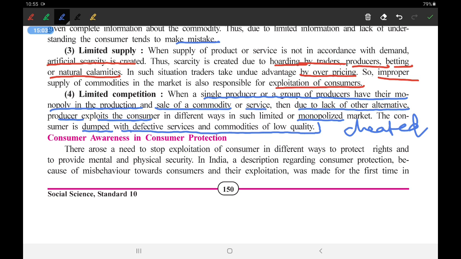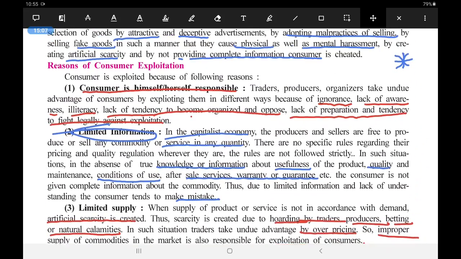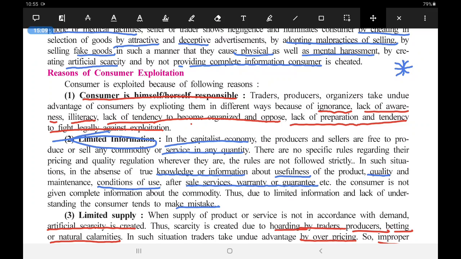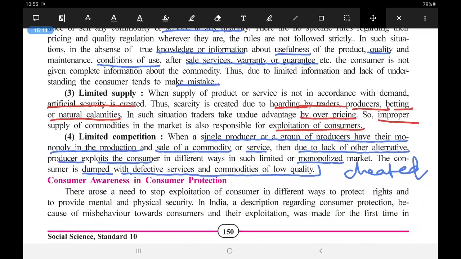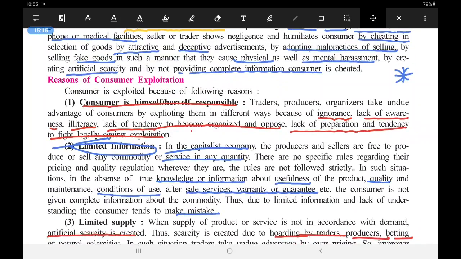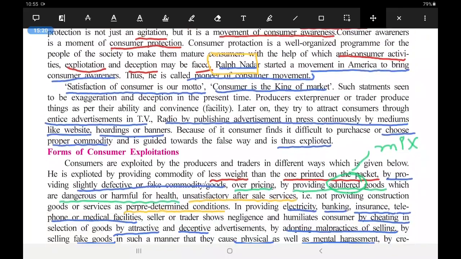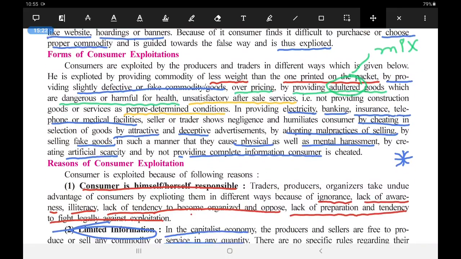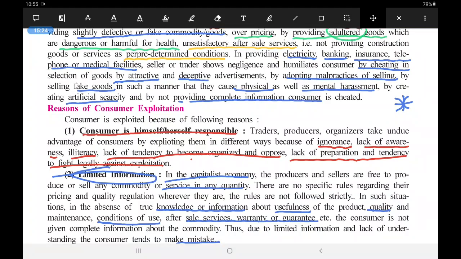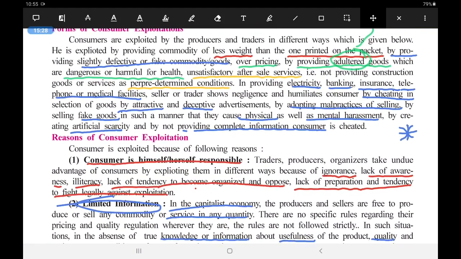So with this we saw how they are cheated, right? The consumer himself is responsible, then limited information, limited supply and limited competition are some of the reasons for consumer exploitation. Okay, we also saw the forms of consumer exploitation, how consumers are exploited by the producers, in this particular video lecture.